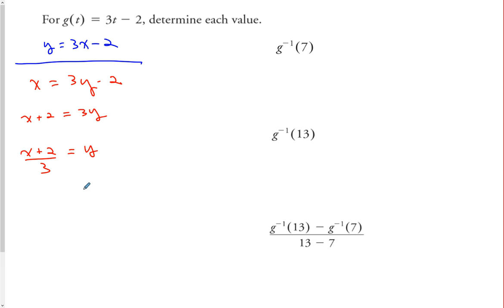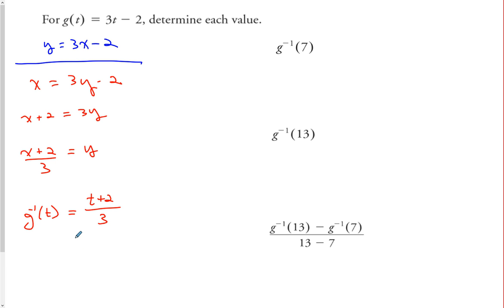Okay, so that's going to be my inverse function. Now let's remind ourselves what we're actually dealing with. We're not dealing with y, we're calling it g at t. So that's going to be my inverse, and instead of an x, I'm using a t. So that's going to be my inverse function.